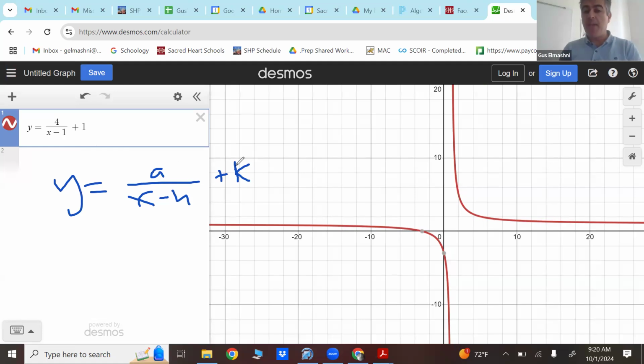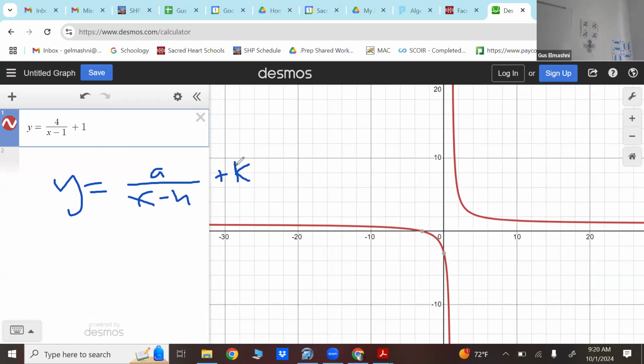But here's a formula that you can use: A over x minus h plus k. Let's do a quick comparison between this and this. What's in h's place here? It's positive 1, because there's a minus already here, so it's just 1 straight up. What's in k's place?